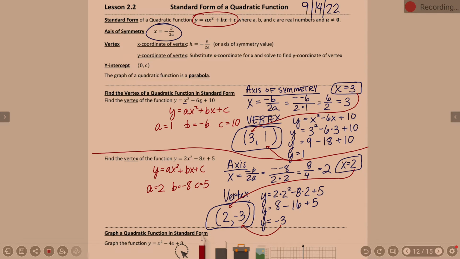Not as quick as vertex form, because I definitely like vertex form better, but not horrible. Yes? On that 8 minus 16 plus 5, do you always just do the left side first?